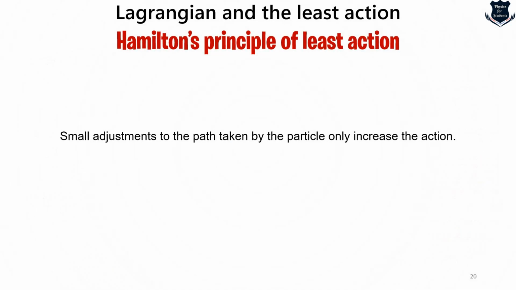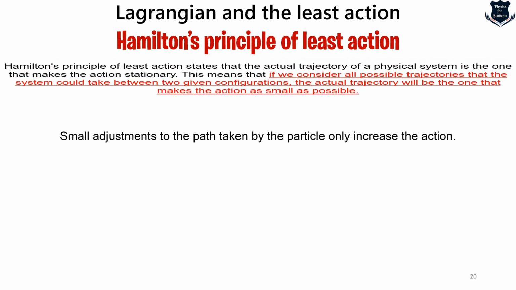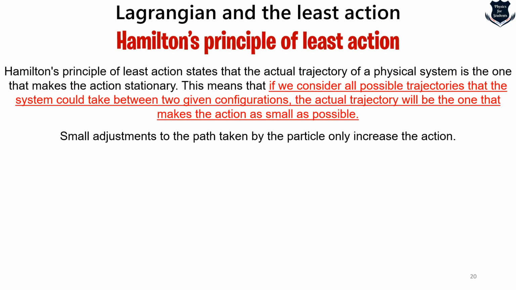Now what we have found is that Hamilton's principle of least action is this one. It tells that if we consider all possible trajectories that the system could take, the actual trajectory will be the one that makes the action as small as possible. That is why Richard P. Feynman, in one of his lectures, quoted that nature is very lazy.